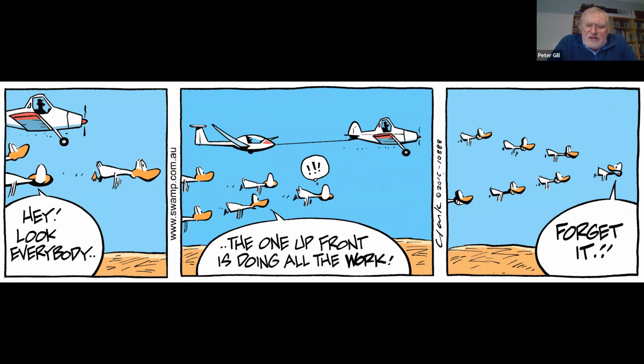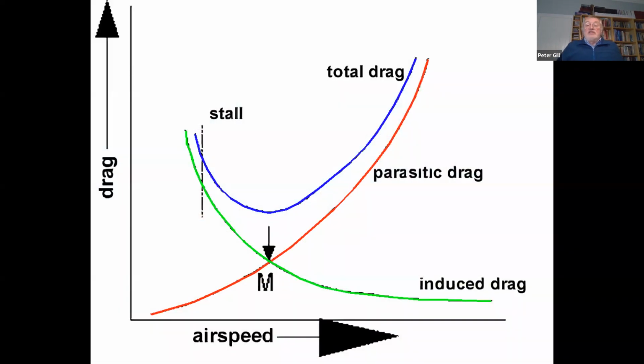I understand that they do change leader from time to time, but one reason why geese will fly in formation is they're using the wingtip vortex in a positive way. The problem with looking at this induced drag from the wingtip vortices is shown on this graph. The green line shows the induced drag.